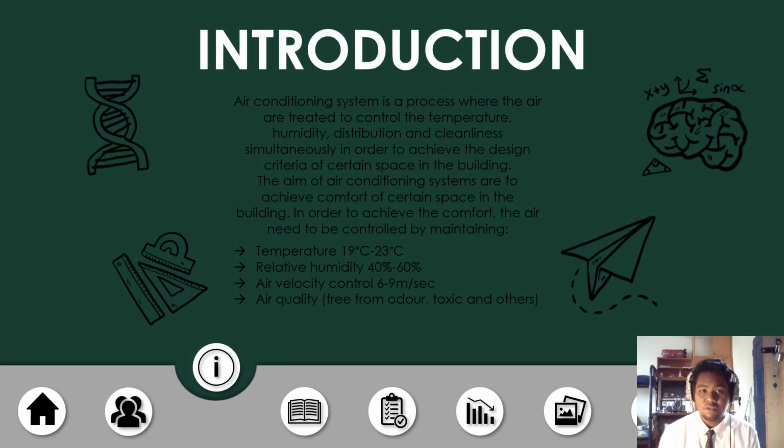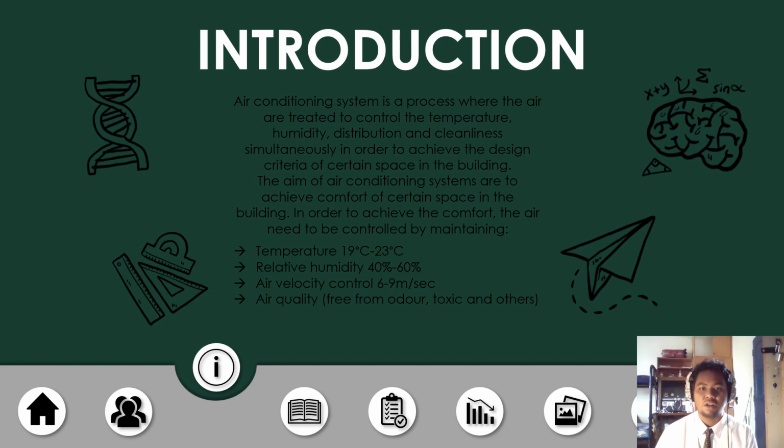For the introduction of this group, air conditioning system is a process where the air is treated to control the temperature, humidity, distribution, and cleanliness simultaneously in order to achieve the design criteria for certain space in building. The aim of air conditioning system is to achieve comfort of certain space in the building.